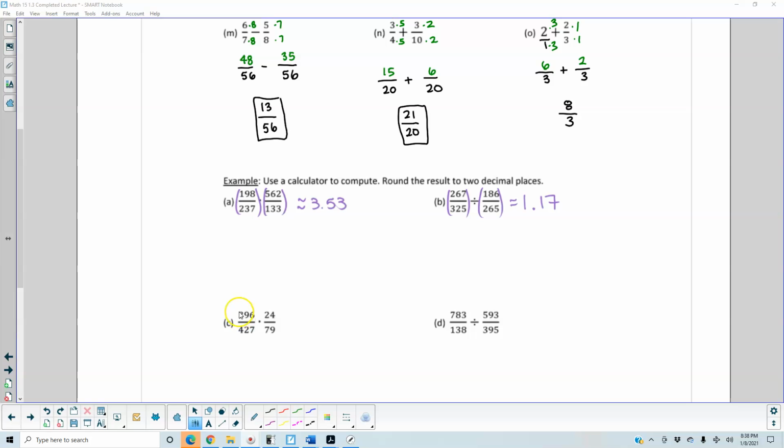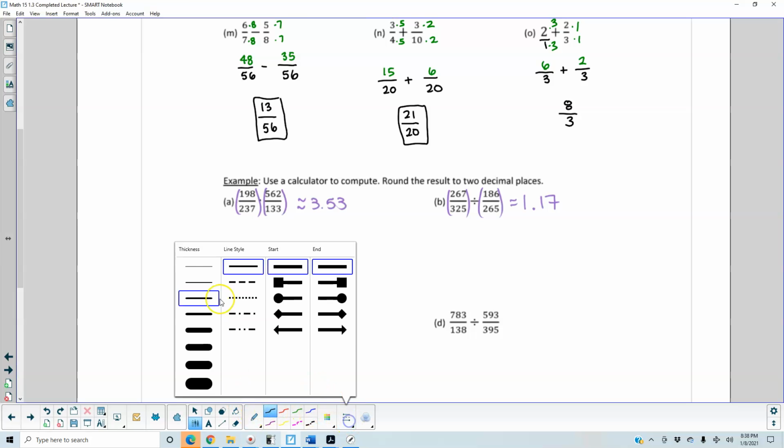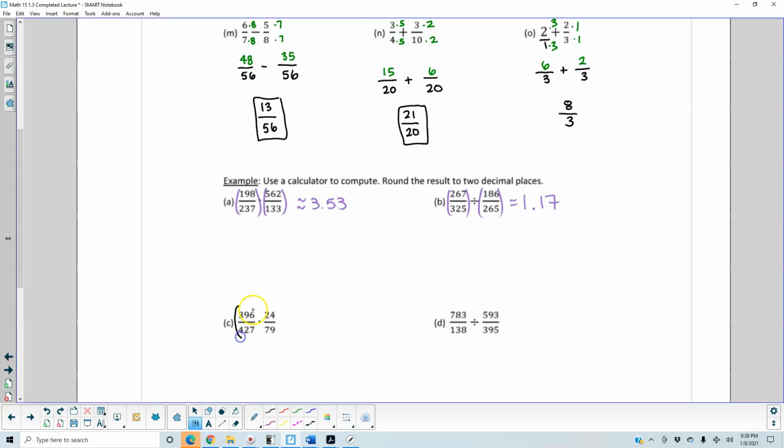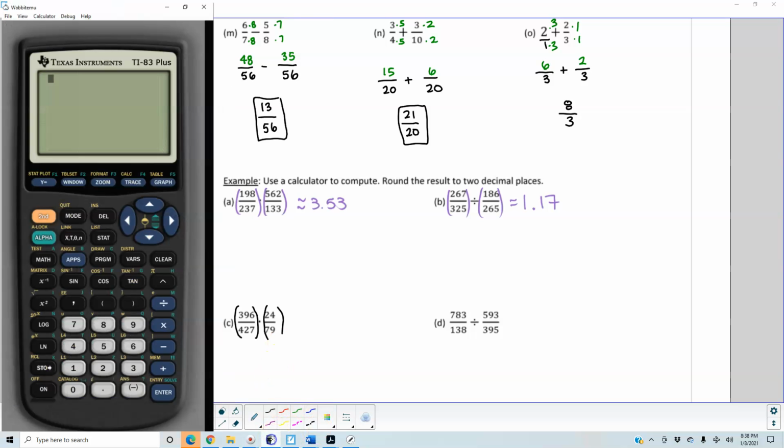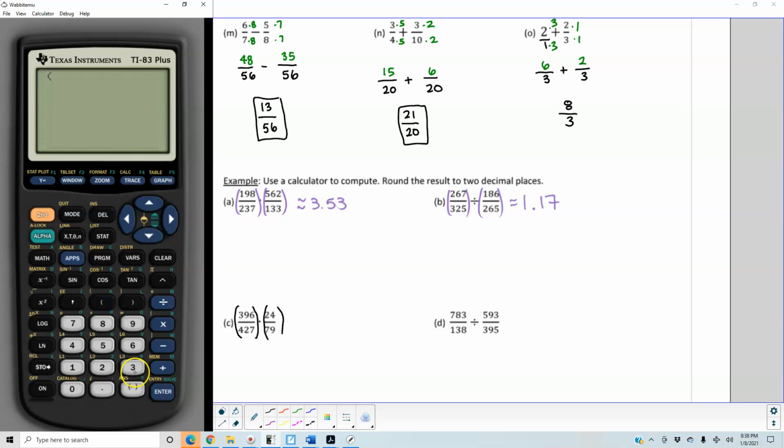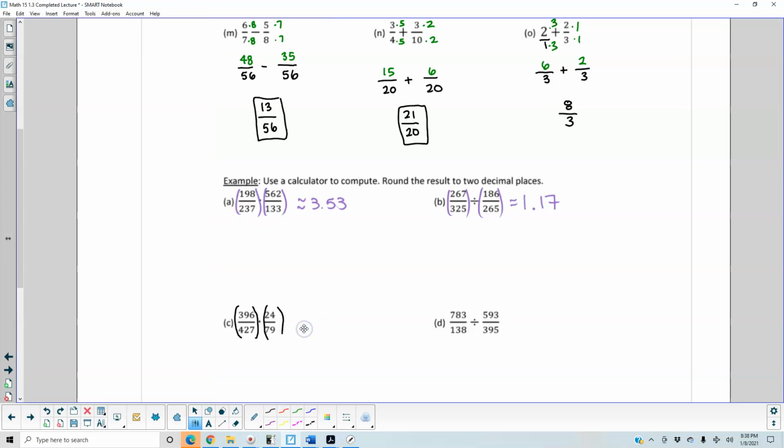So let's take a look at the next 2 examples. So again, we're going to multiply here. So we're going to put our first one in parentheses, and then the next one in parentheses since we're multiplying. So let's go ahead and do that. So we have parentheses 396 divided by 427, and then we're going to multiply that by parentheses 24 divided by 79, and that gives us 0.281. We want to round it to 2 decimal places. So the 1 tells us we have to keep it the same at 8. So then our answer is going to be 0.28.